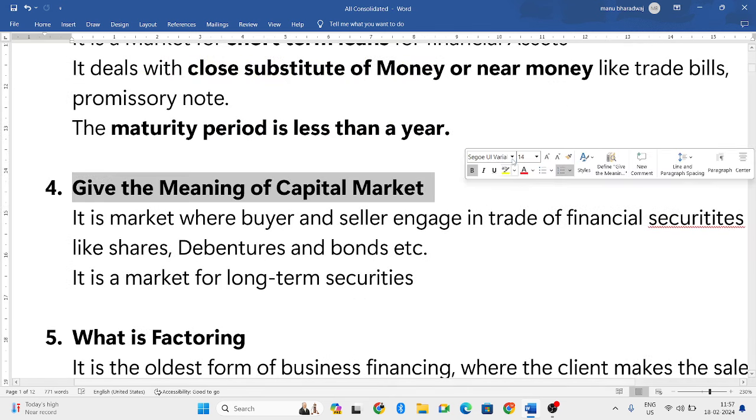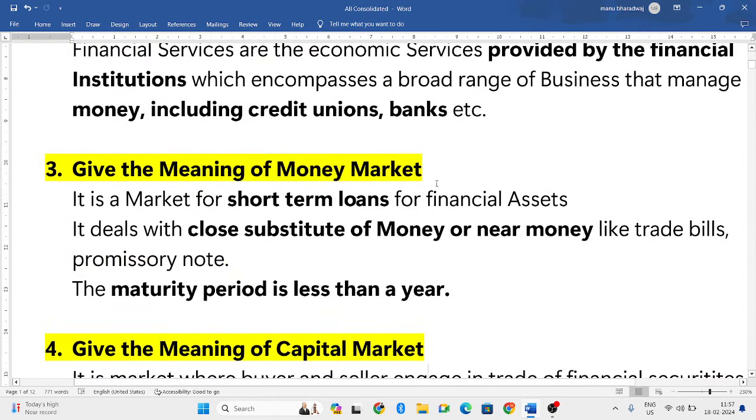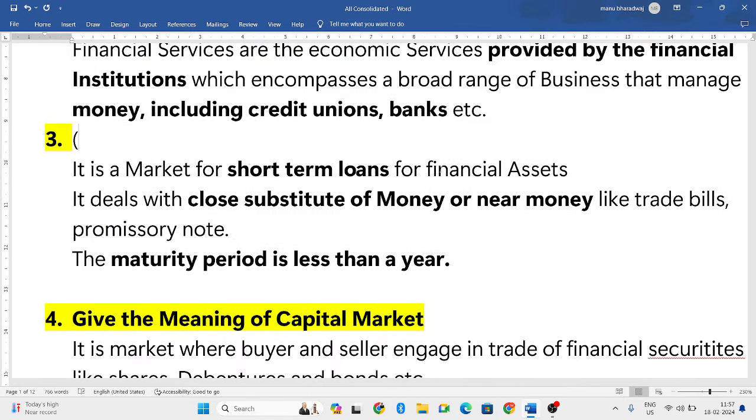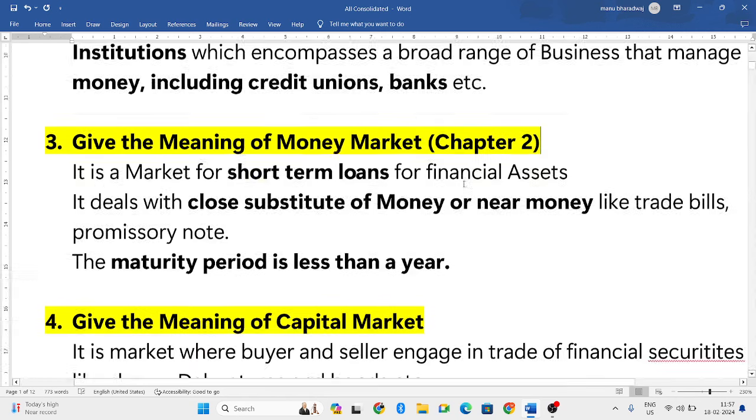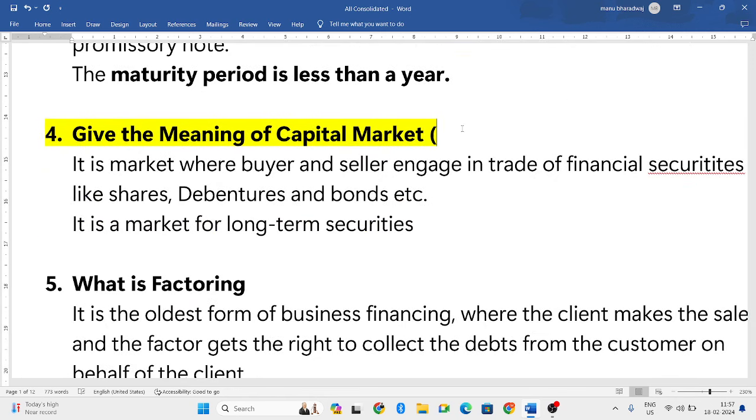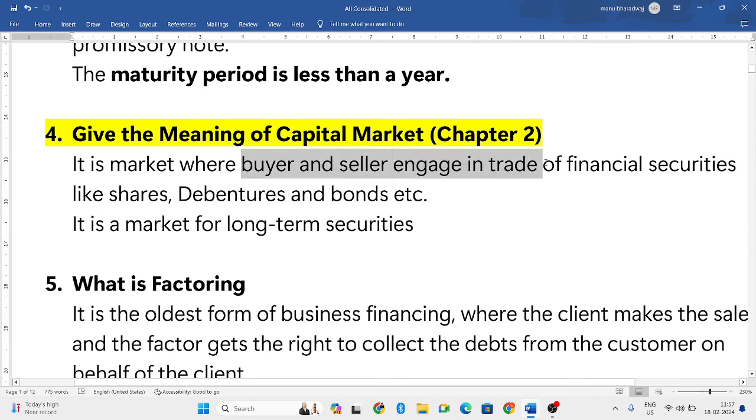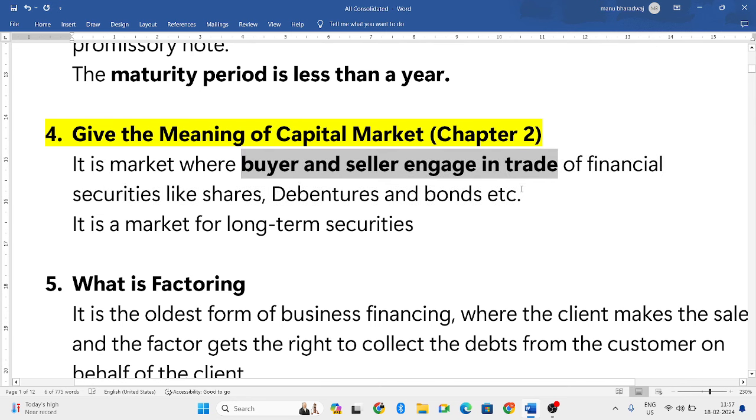Next, give the meaning of capital market. This is from the second chapter. Even this is also from the second chapter. So give the meaning of capital market. In the capital market, buyer and seller engage in trade. The trading happens in the capital market.